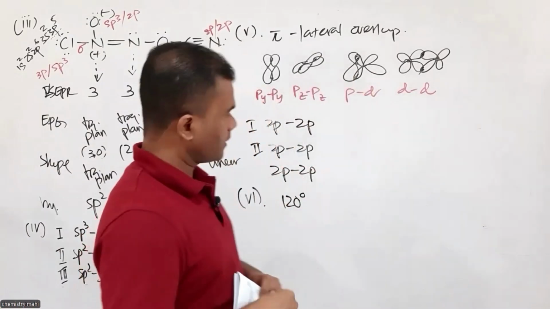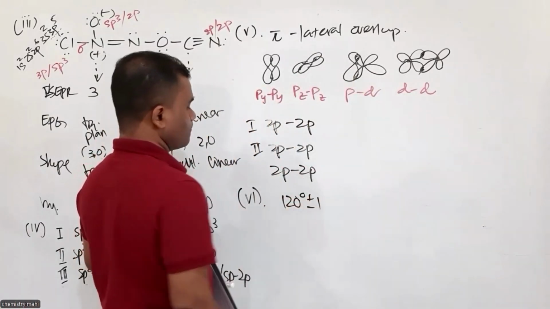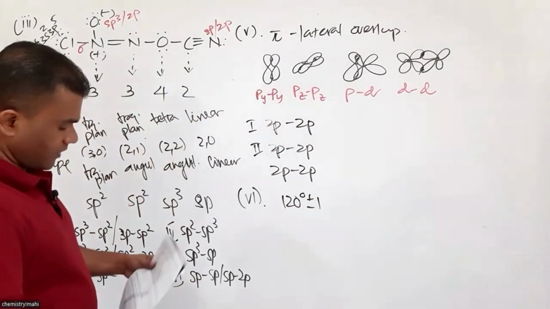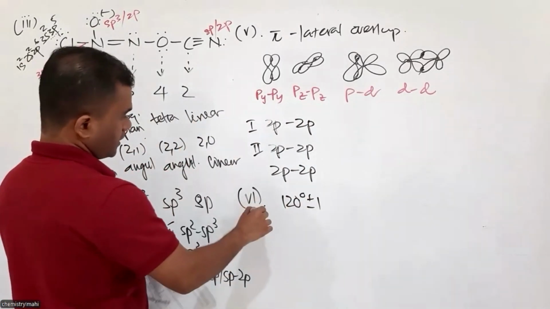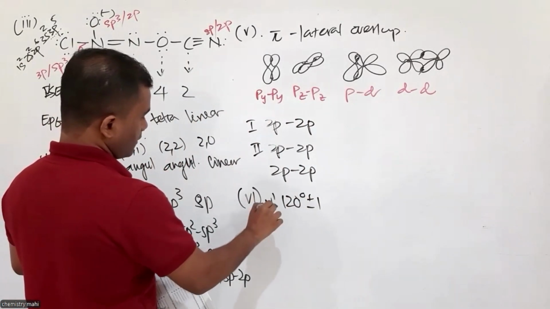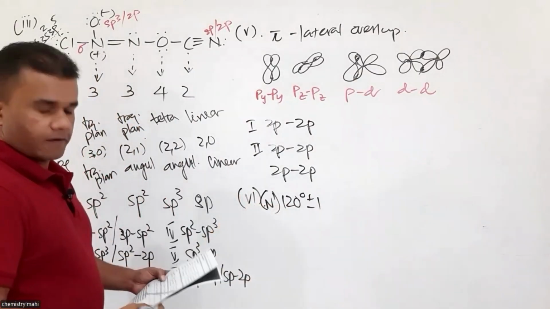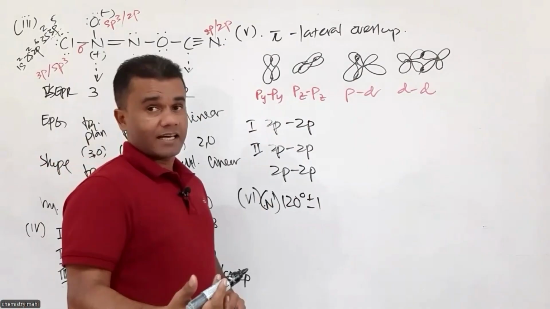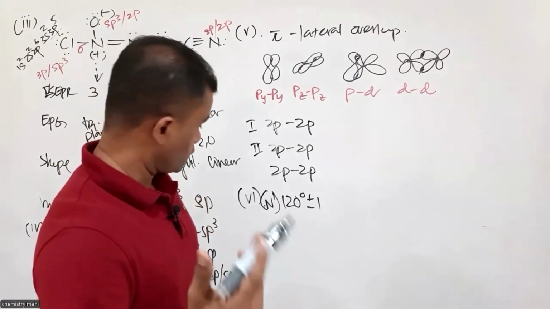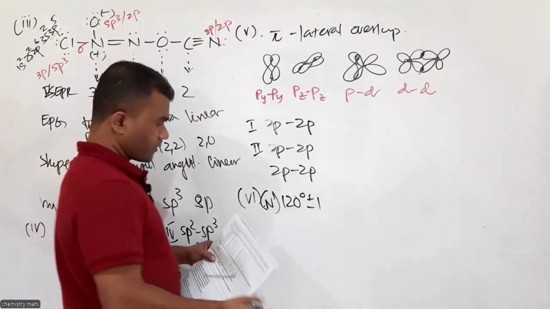These are possible. Because of that, in the marking scheme, they accept this: 120 plus or minus 1 accepted. I'm talking about N1. In the N1 case, 120 plus or minus 1 is possible. That means if you write 119, correct. 120, correct. 121, still correct. N2.